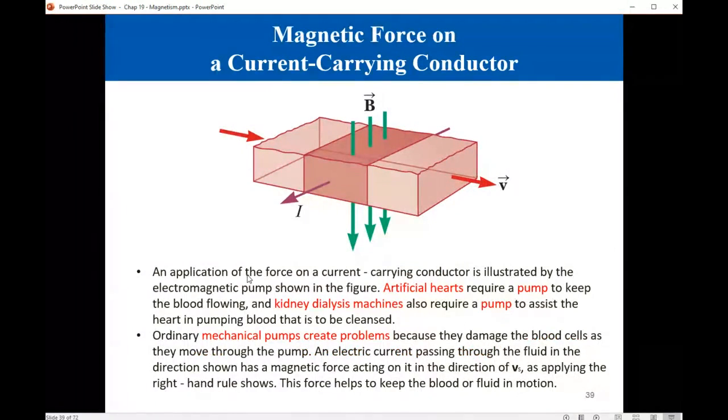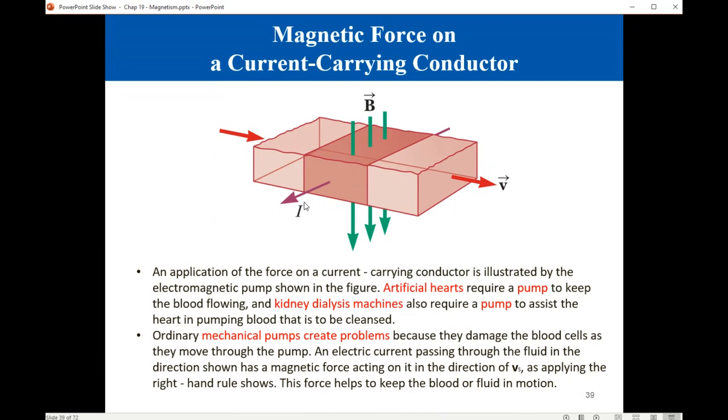This is another application of the magnetic force. In some critical applications, like the pump for artificial hearts or the pump for kidney dialysis machines, we cannot use ordinary pumps because ordinary mechanical pumps can damage the blood cells. So this is one idea where we make use of the magnetic force that acts on the ions. As we know, the blood contains charged ions, positive ions. That is usually the case.